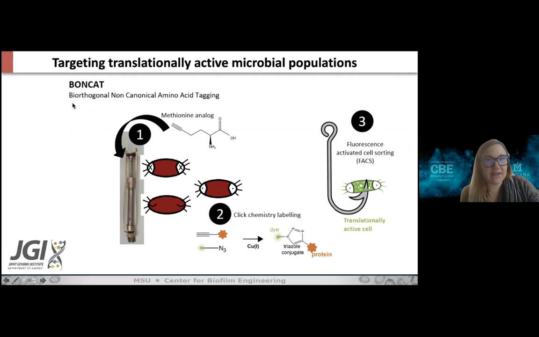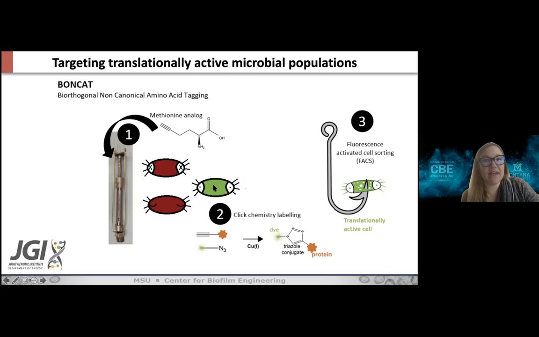So for BONCAT, bioorthogonal non-canonical amino acid tagging, this is the substrate analog probing, where we feed the sample that came up under respective temperature and pressure, this methionine analog. So it's a synthetic methionine that's going to be incorporated if the organisms are actually translationally active. So methionine is incorporated in protein synthesis. So these red bugs just indicate the natural community that's there. And then this green guy, let's say that he took up the methionine. We then are able to add a chemical fluorophore through a sodium copper azide click chemistry reaction, where then an organism that incorporated the methionine will be fluorescent.